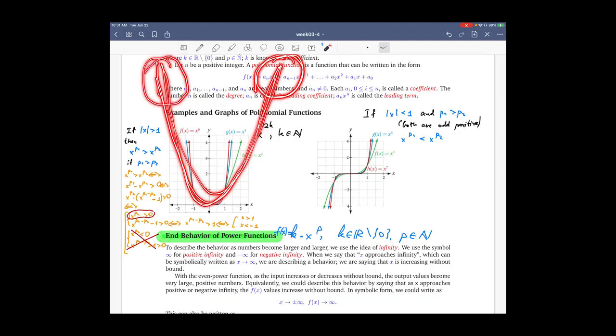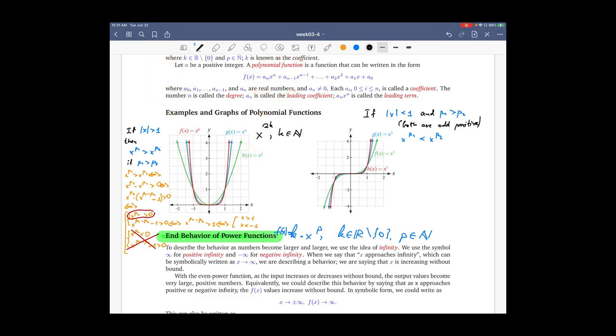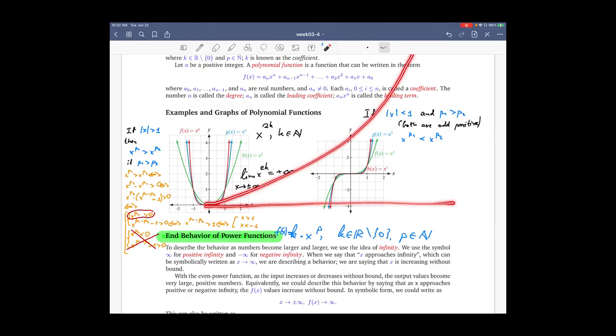no matter what sign of infinity x is approaching, positive infinity or negative infinity, it's very clear from the graph that the limit of x to the power 2k with x approaching plus or minus infinity is always positive infinity. If x is very, very large positive, so is x to the power 2k. If x is very, very, very large negative, so is x to the power 2k.